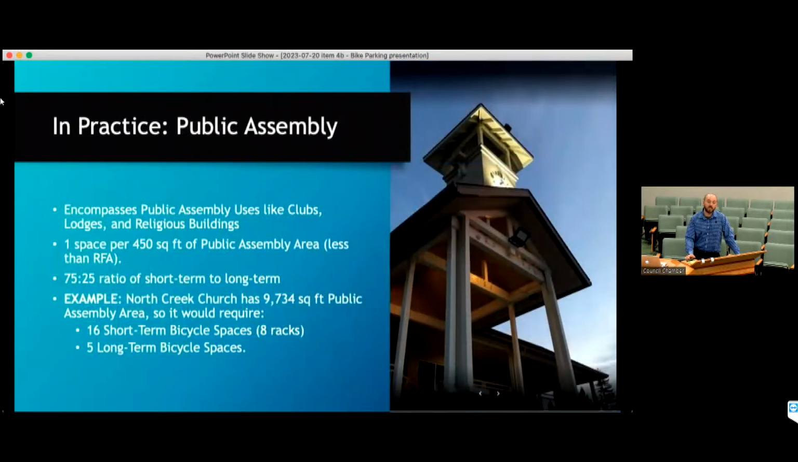Public assembly is a little bit different. This is based on public assembly area, which is for clubs, churches, lodges. This is the area where people actually come in and be, so back rooms and the like are excluded from this. And again, this is something that shows up on the plans. It has to be noted in development review, so it's not really any extra work to enforce using the standard. The example here is North Creek Church. It's about 10,000 square feet. That would require 8 racks and 5 long-term spaces.